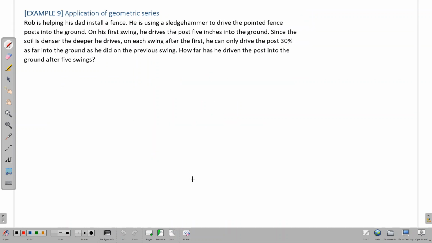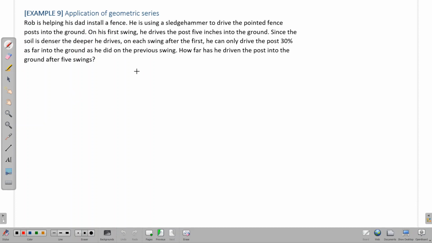Okay, last example. It says Rob is helping his dad install a fence. He is using a sledgehammer to drive the pointed fence post into the ground. On his first swing, he drives the post 5 inches into the ground. And then it says, since the soil is denser the deeper that he drives, on each swing after the first, he can only drive the post 30% as far into the ground as he did on the previous swing. How far has he driven the post into the ground after 5 swings?